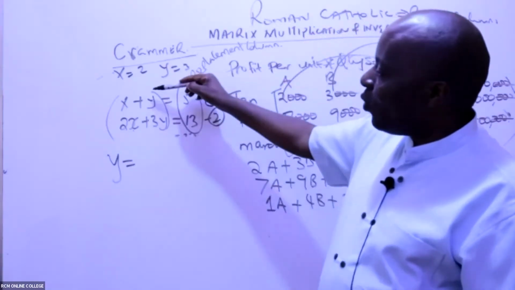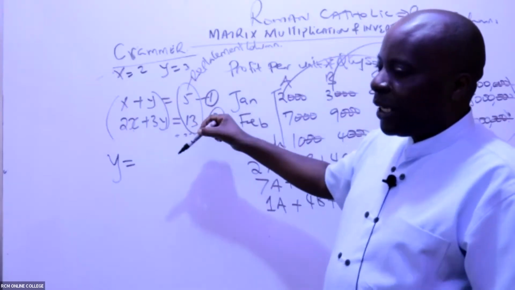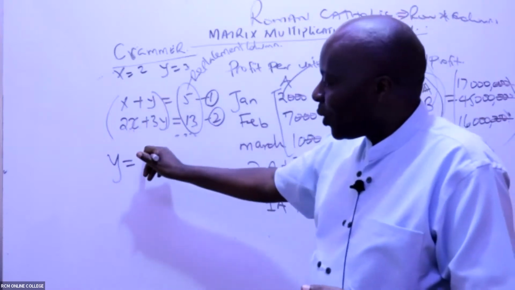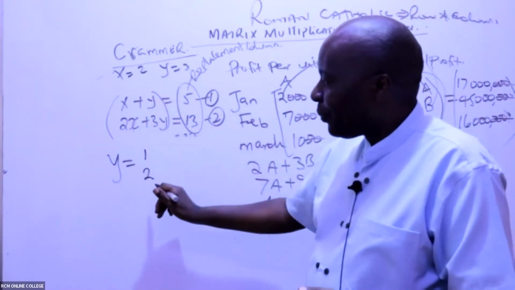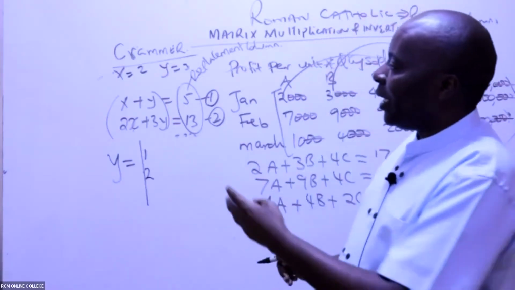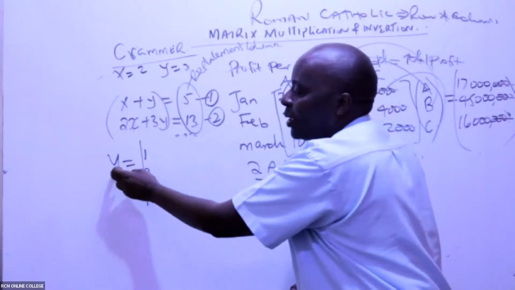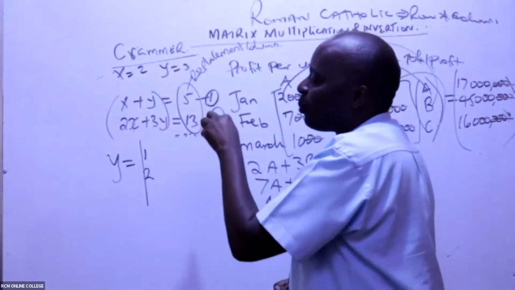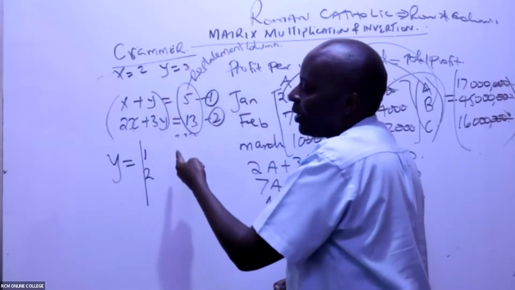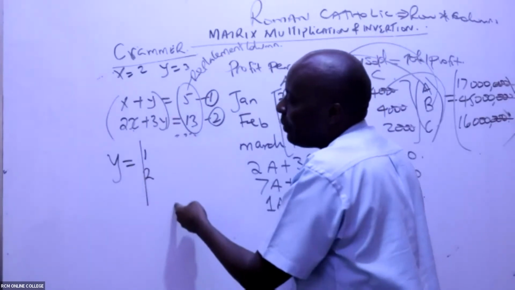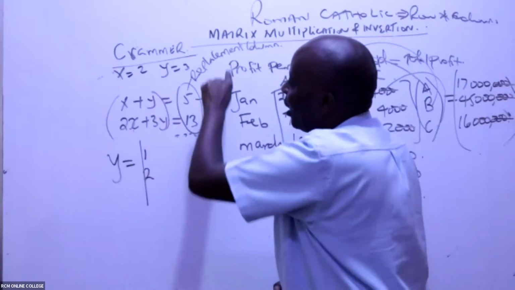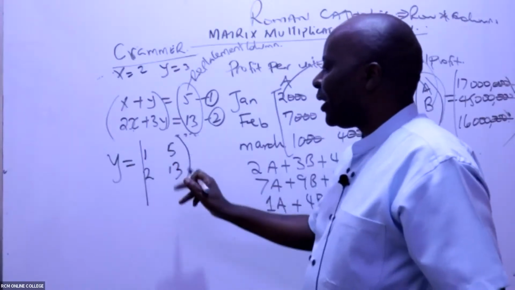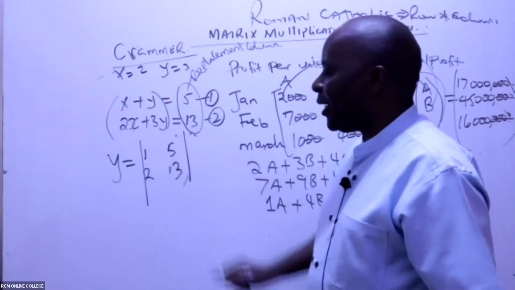The column of y is column number 2. So I don't have a problem with column x. Column x is the first one, so we have here 1 and 2. Now we look at the second column, the y's column. Because y has come here, the y column must be buried. In its place, we bring the replacement. So we shall have here 5 and 13.